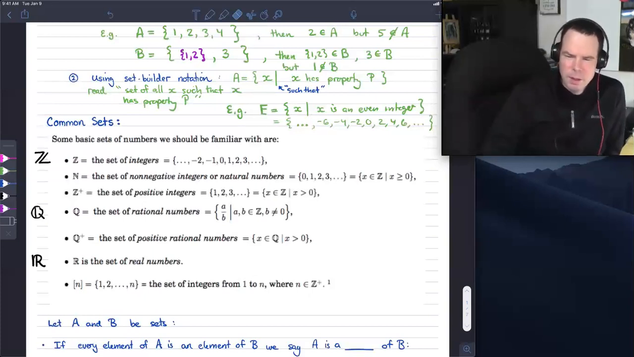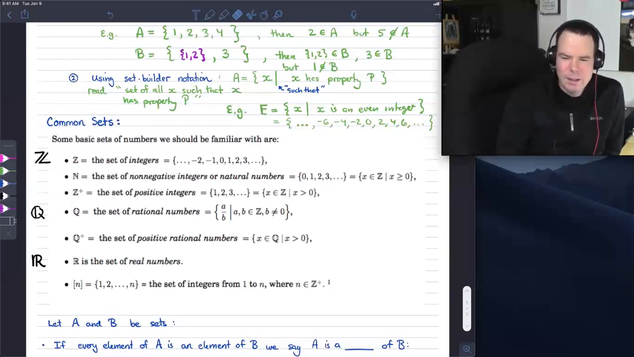and so on. We've got our rational numbers, which is denoted by that Q, and that's just the set of all ratios of integers. So these are the fractions, if you want to think of them that way. And then again, with the superscript of the plus, those are the positive rational numbers. Then we have our real numbers, which we've been dealing with for almost our entire lives. We deal with the set of real numbers.